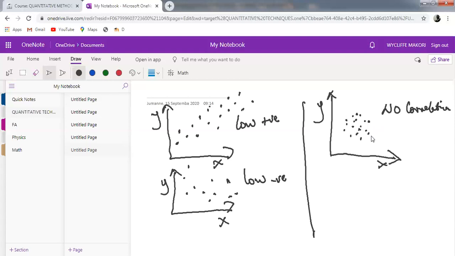But the key point here is this: note the direction of the points. If the points tend to slope like this, just know it is a positive correlation. If the points tend to slope like this, that is a negative correlation. So it is upon you now to identify whether it is perfect, high, or low kind of correlation. Then upon saying that, we can go to the correlation coefficient.